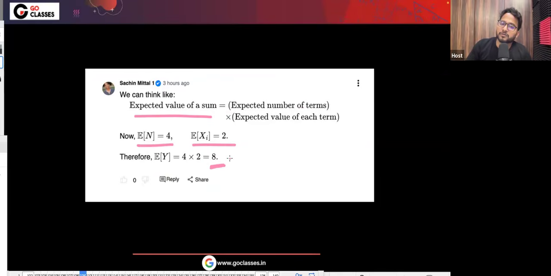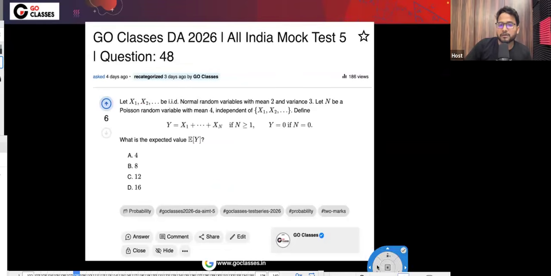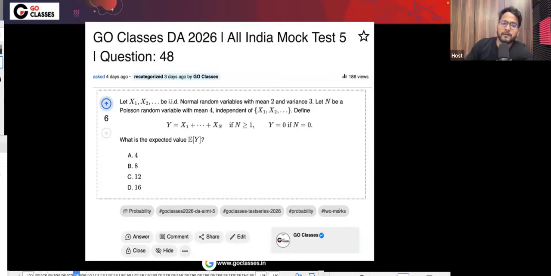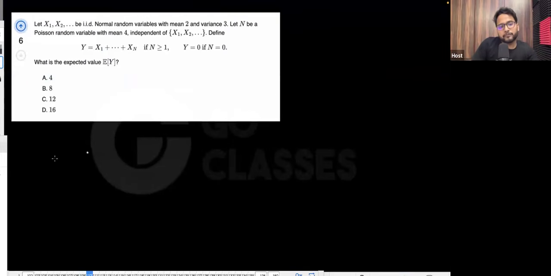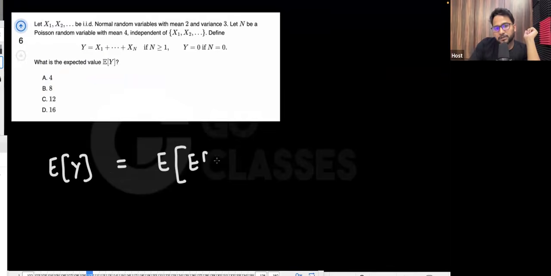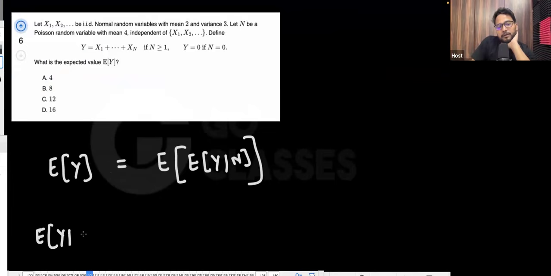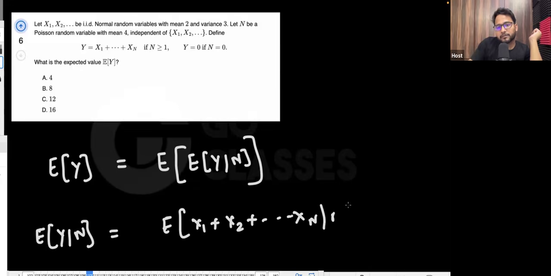Okay, but we can solve it mathematically also. Here we want to find the expectation of Y, right? Intuitively, I hope you are able to understand what I'm saying. But let's find out mathematically. Since it depends on n, you can use the formula of total expectation, which says that the expectation of Y is the same as the expectation of the expectation of Y given n. Now let's find the expectation of Y given n. It is the same as the expectation of X1 plus X2 up to Xn given n, right? Now, given n, they are saying that these are independent. Let n be the random variable.